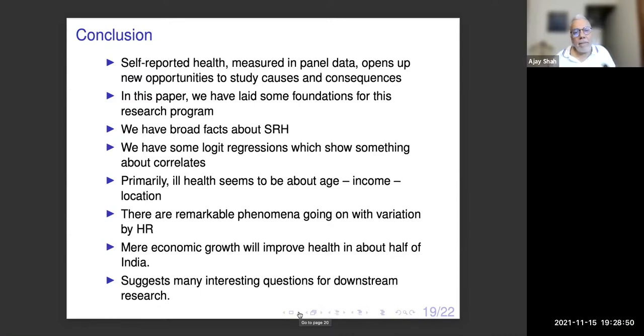We have discovered some broad facts about SRH. We've isolated age and income as being important things, but really the grand drama seems to be location. Location seems to be incredibly important. And going by these regularities, just becoming richer will help households in about half of India, but not in the other half of India, and lots of new work is required.